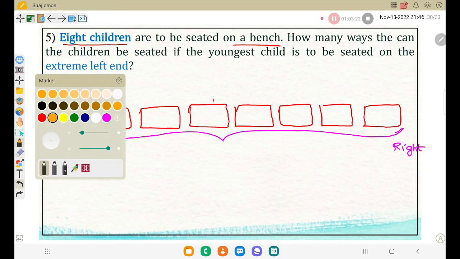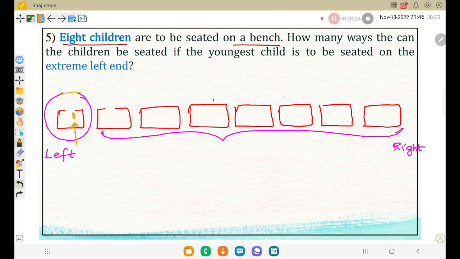Okay, first seat, this is seat number 1. Seat number 1, how many people can sit? Only one person, one child, the youngest child. I am writing here that the youngest child wants to sit here.